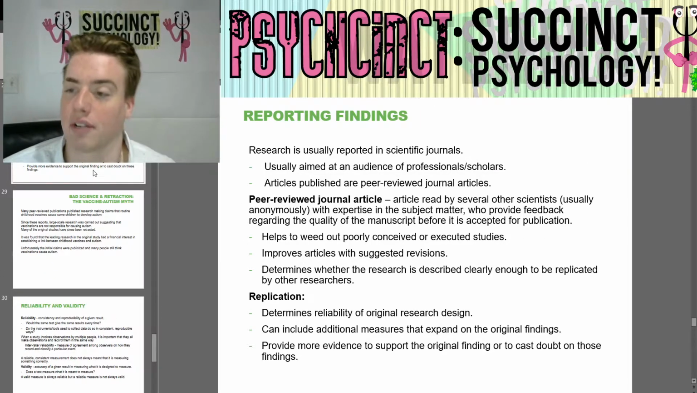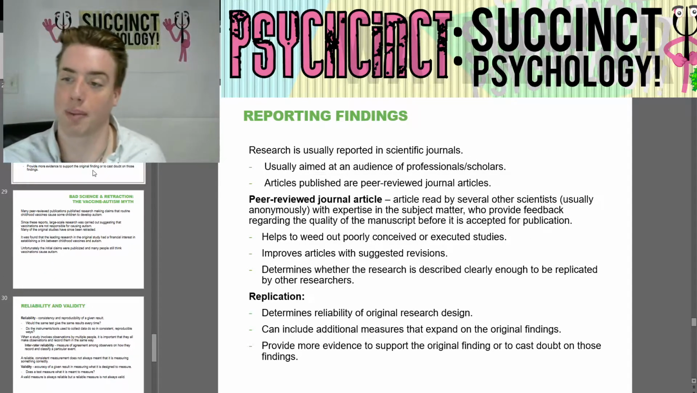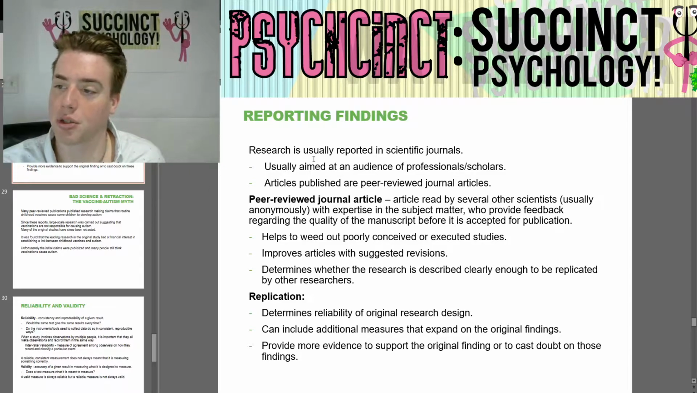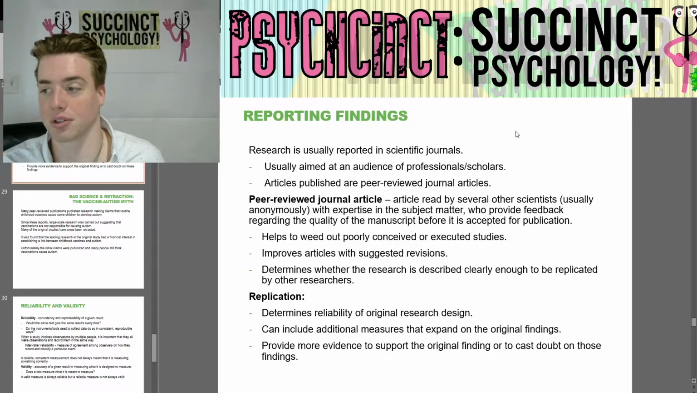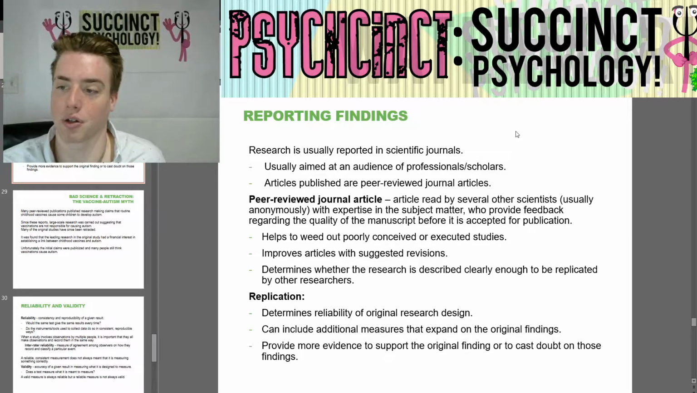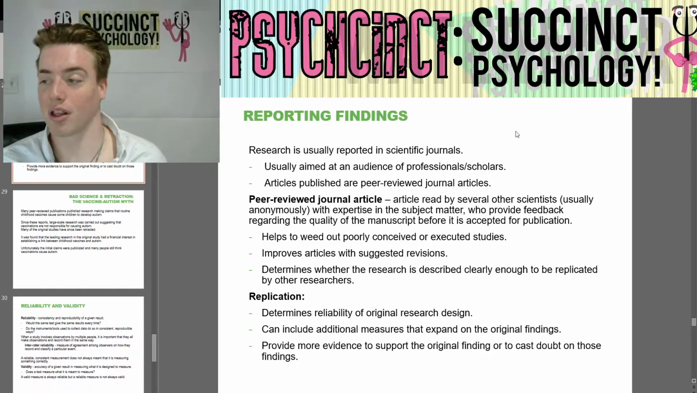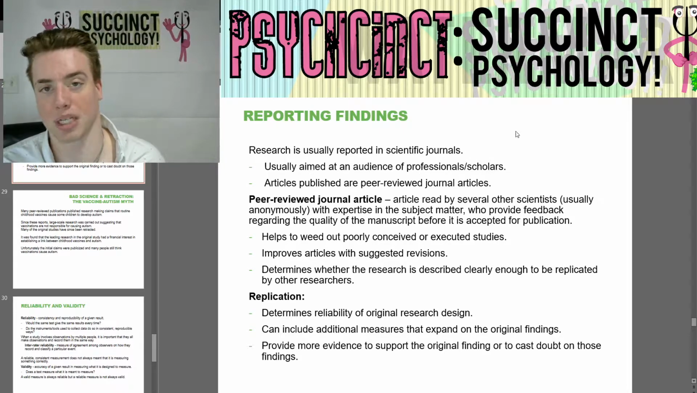So now, reporting findings. This is where we left off last time, my bad. Research is usually reported in scientific journals, which are usually aimed at an audience of professionals and scholars, and articles published are peer-reviewed journal articles. A peer-reviewed journal article is an article read by several other scientists, usually anonymously, with expertise in the subject matter, who provide feedback regarding the quality of the manuscript before it is accepted for publication.